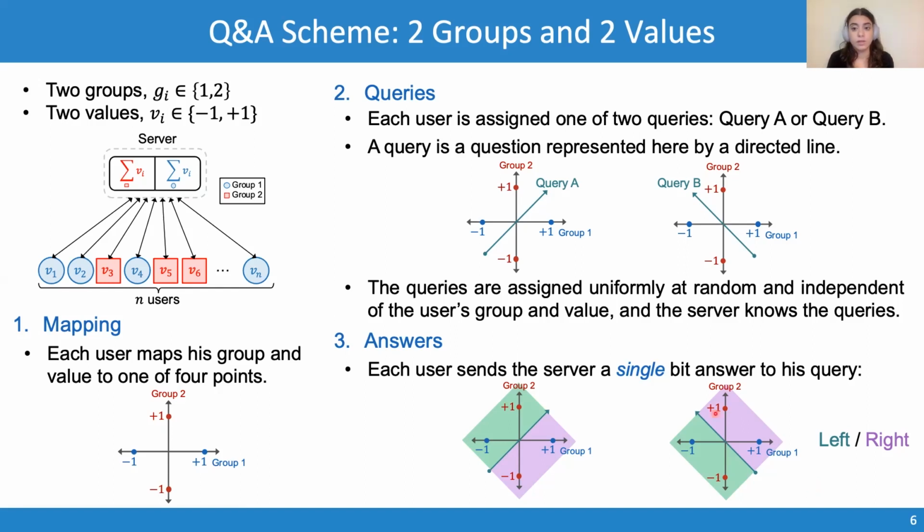Another important thing to notice here is about privacy. When the server receives an answer, it corresponds to a region of two possible mappings. The server cannot determine with certainty whether the user belongs to group 1 or to group 2. And notice that these queries are assigned independent of the user's group and value, so they can be assigned in an offline phase before the start of the whole process or as part of the scheme agreement. So there could be two phases, an offline phase where the user is assigned one of these queries, and an online phase where he does the mapping and sends the server an answer.